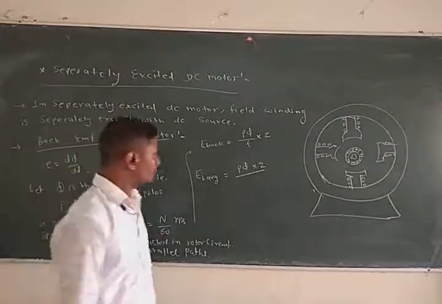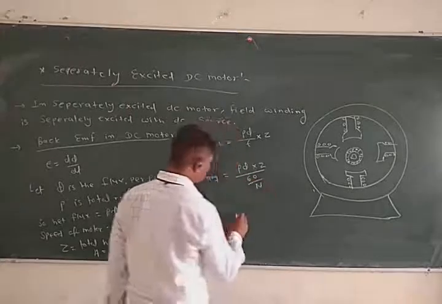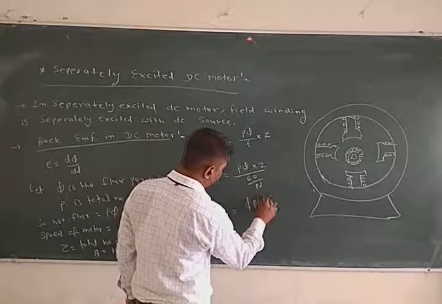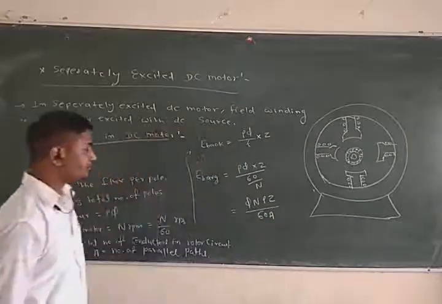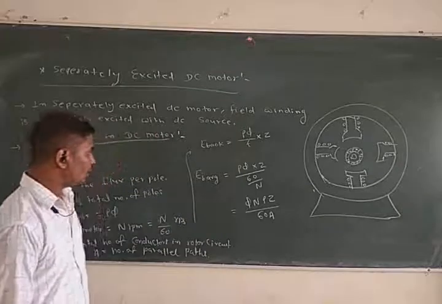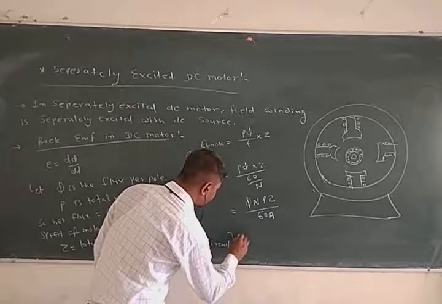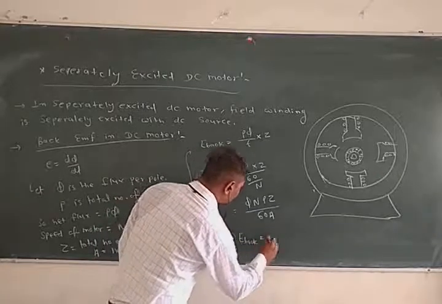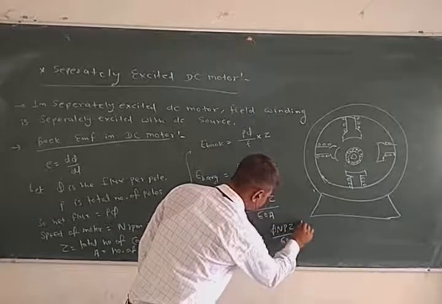So we put 60 upon N times phi N P hat upon 60 (the frequency relation). This is the equation for back EMF in case of a DC motor, equal to phi N P hat upon 60.